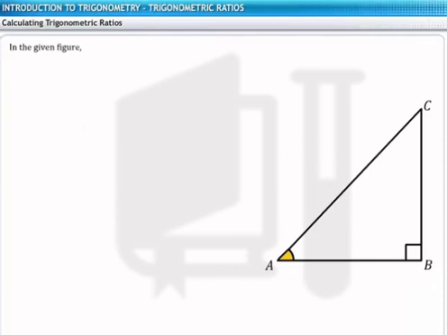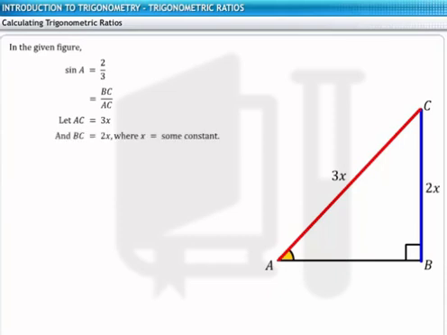Let us take another example. Suppose in the given right-angled triangle ABC, sin A is equal to 2 by 3. Now, sin A is equal to the ratio between its opposite side BC and hypotenuse AC. Thus, we can say that AC is equal to 3x and BC is equal to 2x, where x is some constant. Again, using Pythagoras' theorem, we can find the length AB.